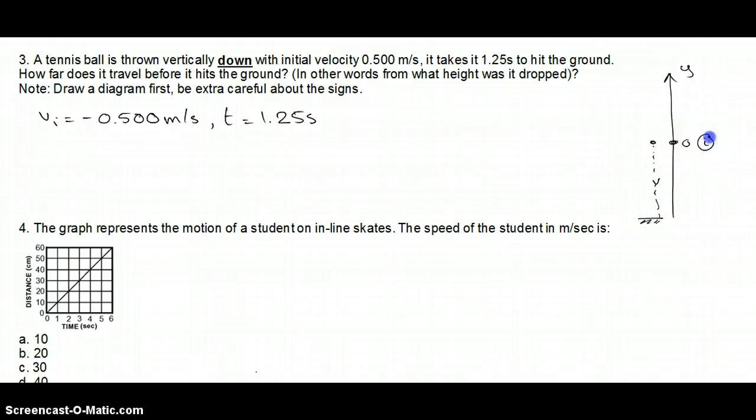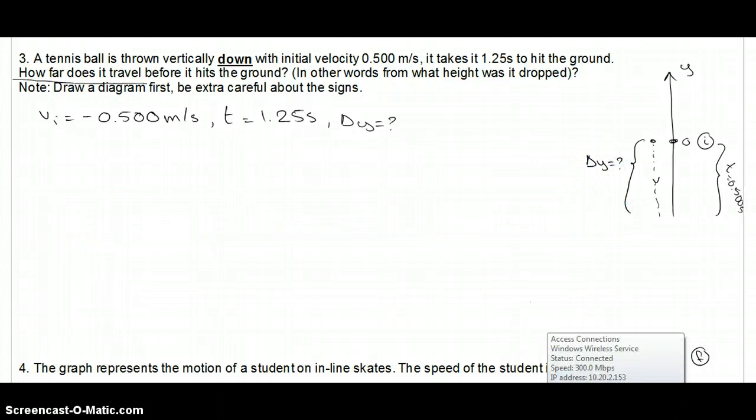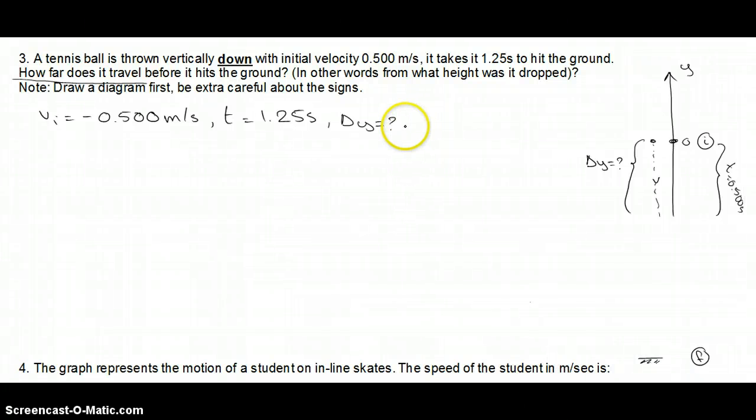So from the initial point to hitting the ground, it takes the ball time equals 1.25 seconds. And how far does it travel? The question is, how far does it travel, or what is the displacement? Is there anything else we know? Yes, this is a free fall problem, so we do know that the acceleration is negative 9.8 meters per second squared.